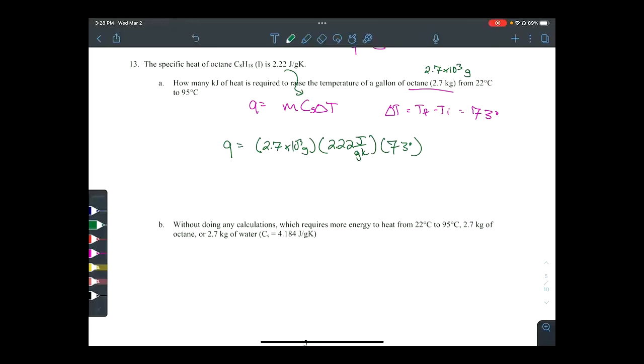Okay, I'll just give you the answer. So 2.22 times 2.7 E3, so it's a really big number, and then to convert it to kilojoules, it's 430 something kilojoules required. I don't know about sig figs. It probably should be 2 sig figs. Yeah, it's 2 sig figs, okay.